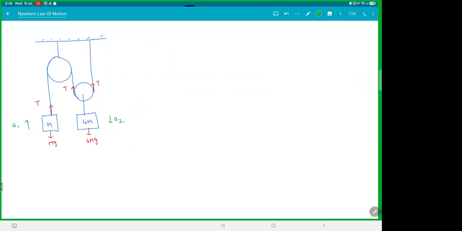Use string constraints. So T·a1 + 2·T·(−a2) is equal to 0. So a1 is equal to 2a2. That is a relation. So if that block is going with a, this will go with 2a. If 4m is going with a, this will go with 2a. This is your equation 1.